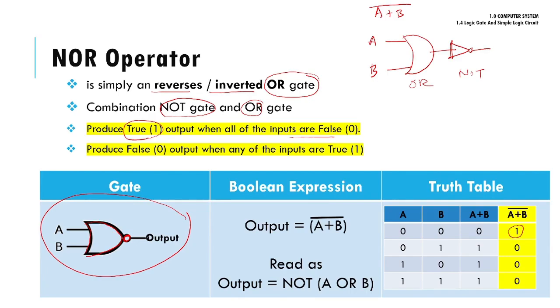when all the inputs are false. Where are the inputs? Here are the inputs. When all the inputs are false, the output will be true. But the output will be false when any of the inputs is true, any one of them, or both are true. In that case the output becomes false.